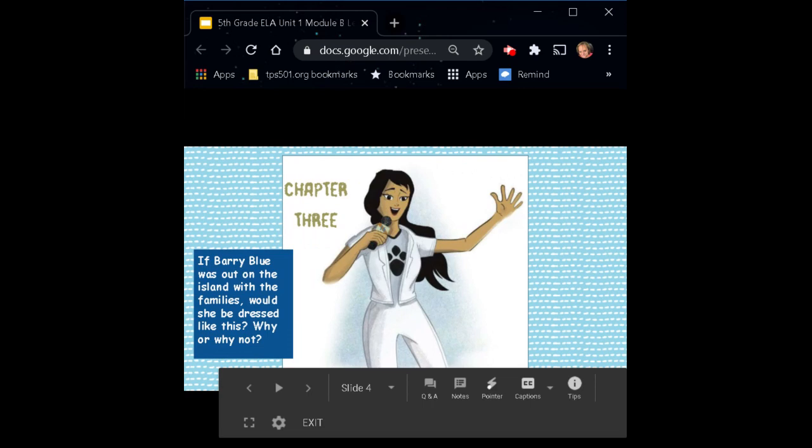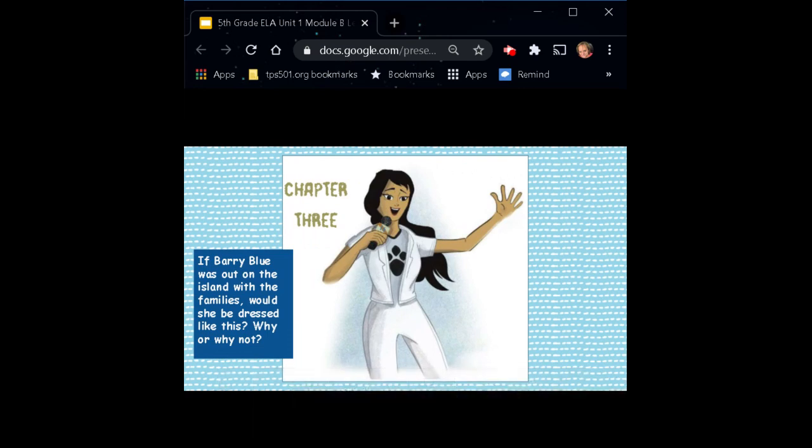Chapter 3. Look how Barry Blue is dressed. If Barry Blue was out on the island with the families, would she be dressed like this? Why or why not?